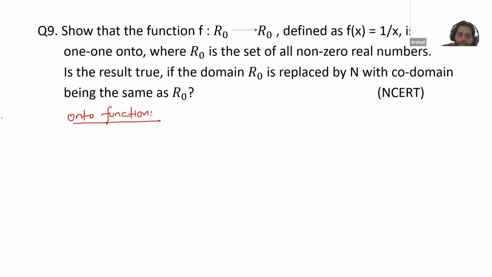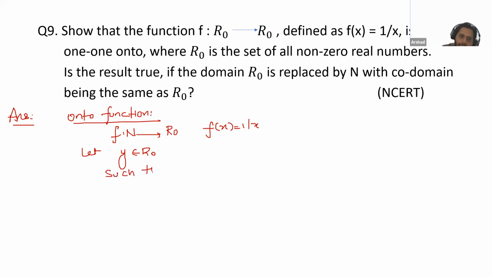This is somewhat tricky. So we have this function. Function is from N to R naught, and fx is 1 by x. So we will assume a value, let y belongs to R naught. No need to write domain and codomain because both the sets are different, but if you wish, you can write codomain here. Such that fx is equal to y. What is fx? 1 by x is equal to y. Now take a reciprocal, you will get x is equal to 1 by y.